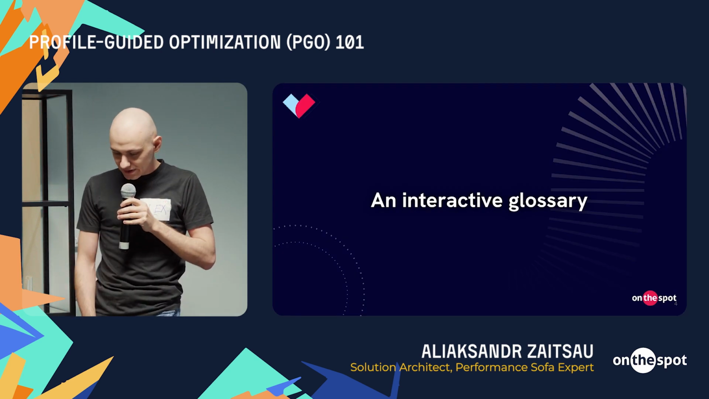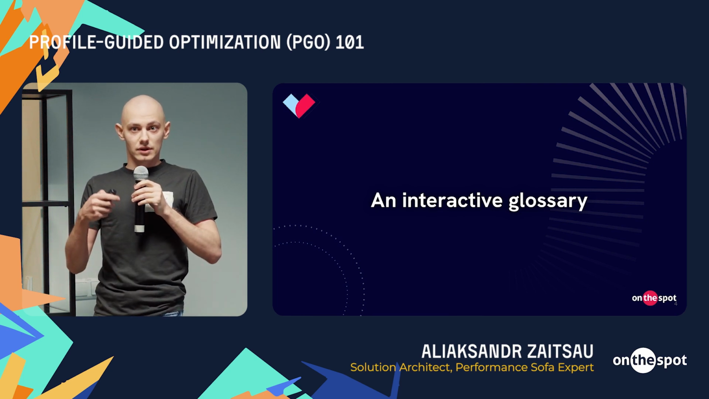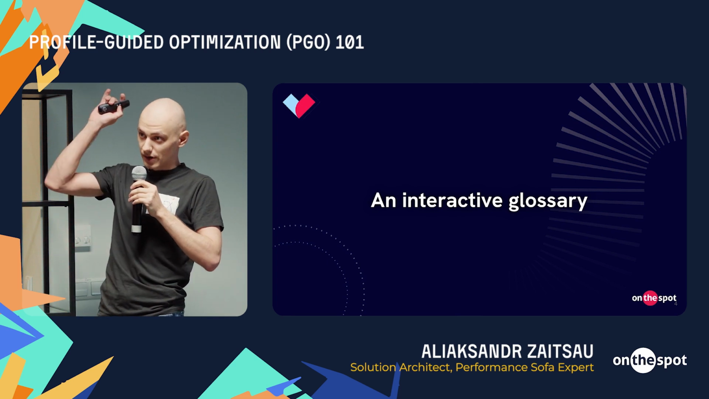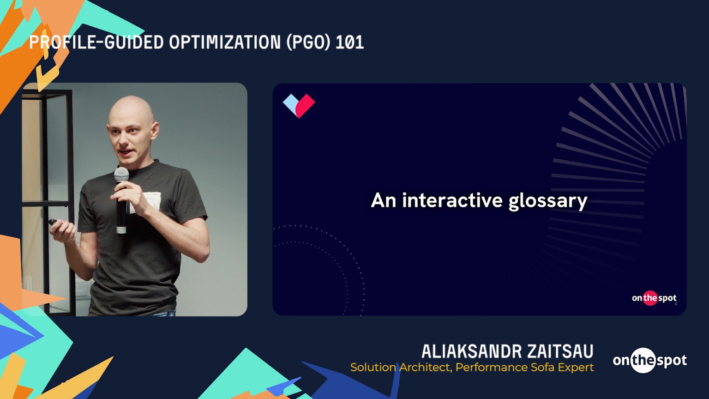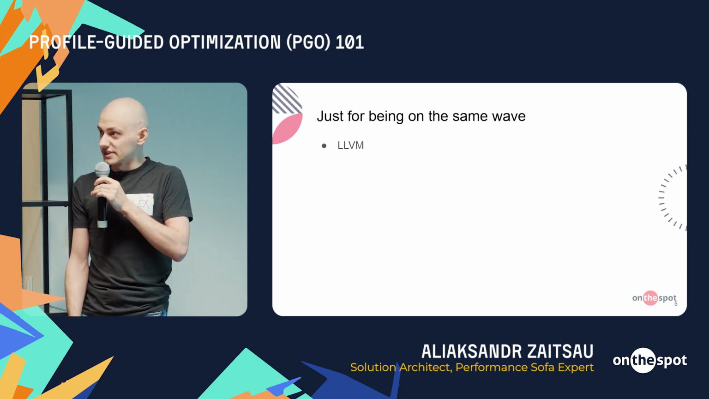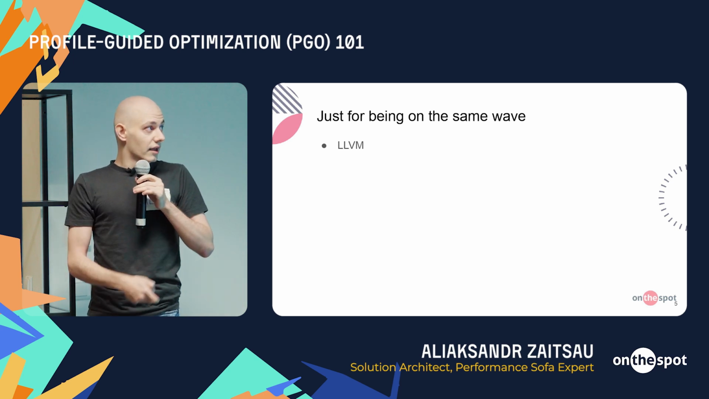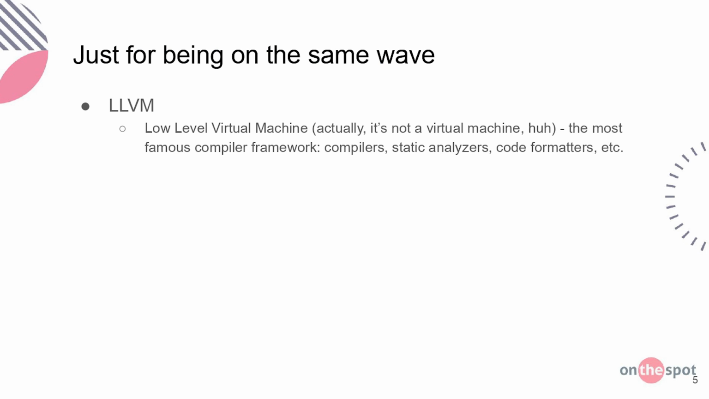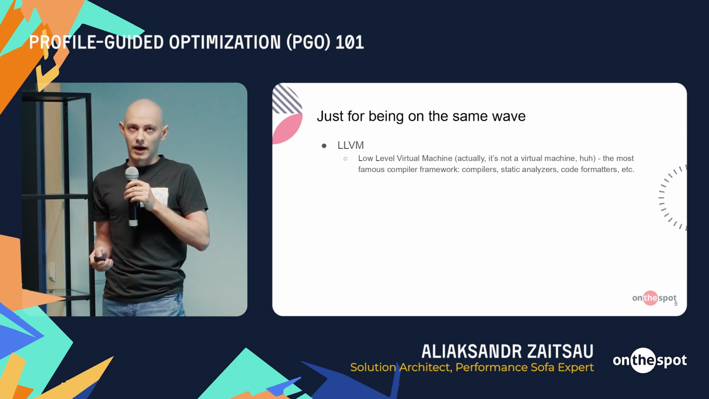So, before the start, some interactive glossary. Please, if you know the word on the slide, raise your hand. If you don't know, don't hesitate at all. I will explain in some detail, just to be on the same page. How many of you have at least once heard what LLVM is? Okay, great. Actually, LLVM is not an abbreviation for low-level virtual machine. Actually, it's not a virtual machine at all. It's a bunch of tools for implementing compilers, static analysis, code formats, and different tools like that. I would say it's probably one of the most famous compiler frameworks nowadays, and many modern compilers are LLVM based, like Clang for C++ and rustc for Rust.